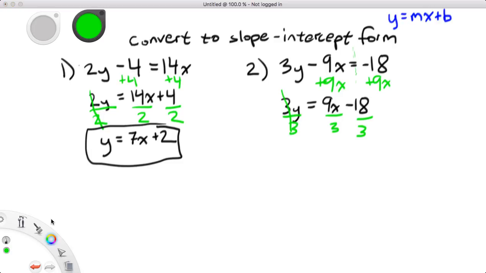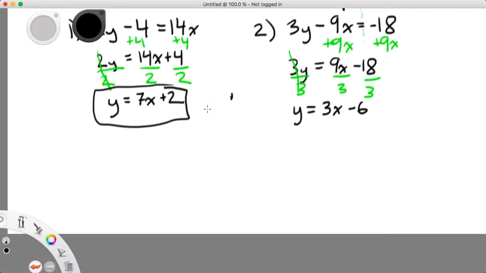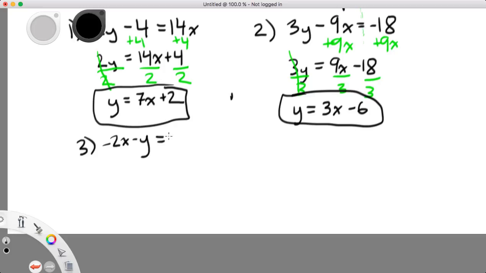3y minus 9x equals negative 18. Again, we have to get y all by itself. The very first thing that we're going to do is add 9x, because minus 9x plus 9x equals 0. We're going to add it to both sides of the equal sign. And we're going to end up with 3y is equal to 9x minus 18.